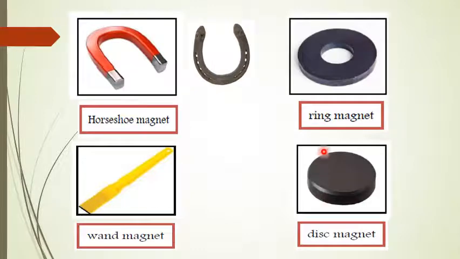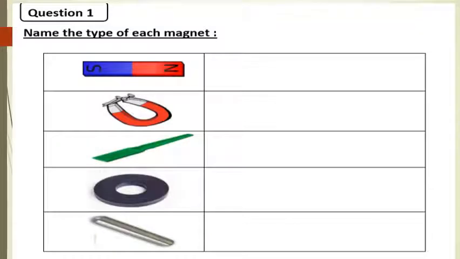You would find the disc magnet at the back of the refrigerator magnets, the kind of magnets that we stick to the refrigerator. You would find the disc magnet and the ring magnet in both this and the bags that close by magnet. So now let's make a small class work.